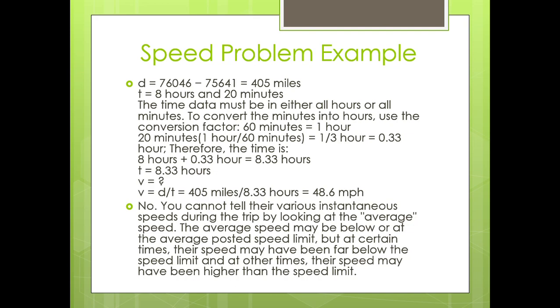So now what we need to find is our speed, or you can call it the velocity as well. What is the formula you need to use to find the result? Velocity equals distance divided by time. So our distance is 405 miles divided by 8.33 hours, which leads us to the result of 48.6 miles per hour.